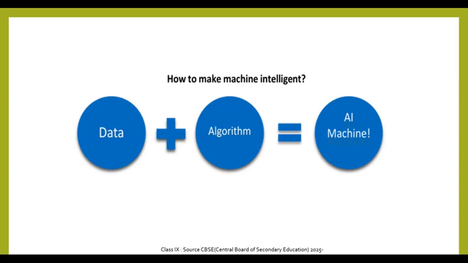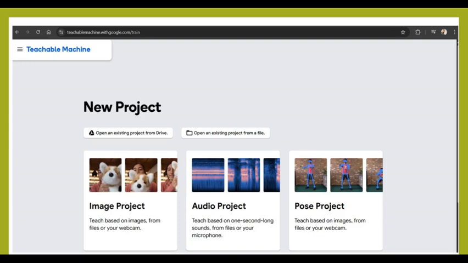In the previous video, I was explaining artificial intelligence, and mainly we were seeing one example of how to train a model. In the previous video we said that when we give data along with the algorithm, we make the machines intelligent. So I want to show you an example.